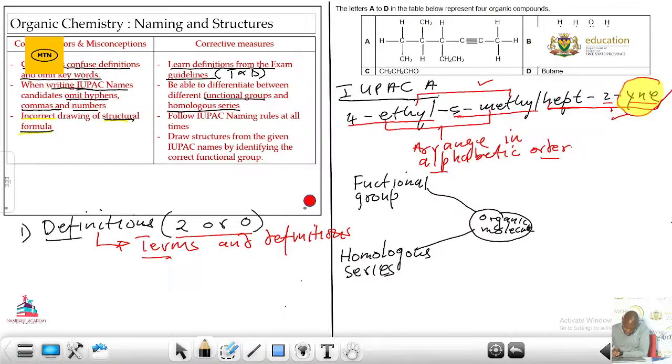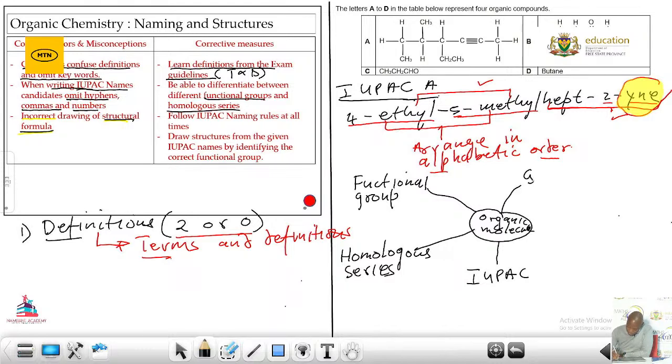I will quickly show you that once we have done all these 7 pillars of organic molecules, everything becomes easy, because we are feeding the information into this specific organic molecule. Immediately thereafter, the IUPAC name is what we also need to know.